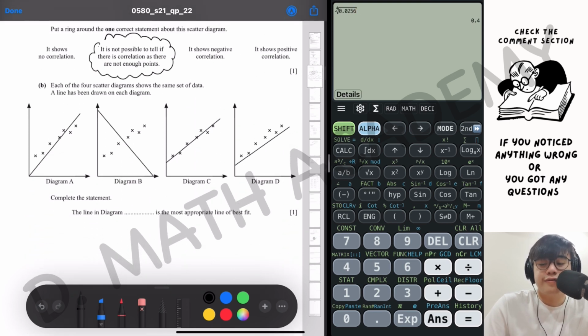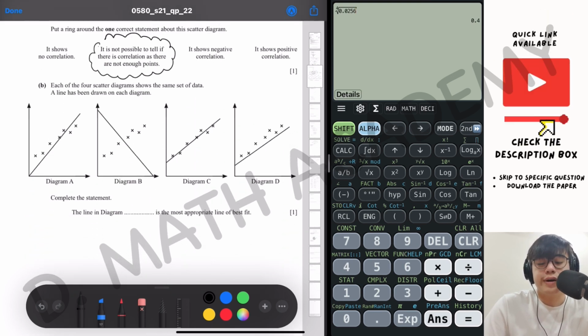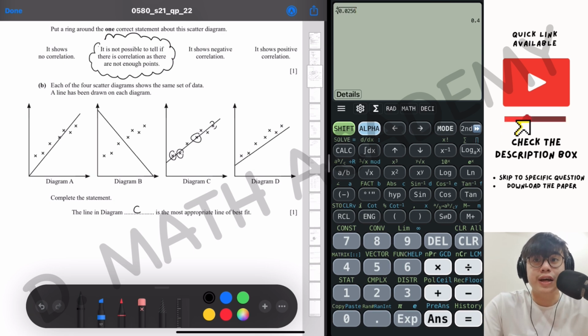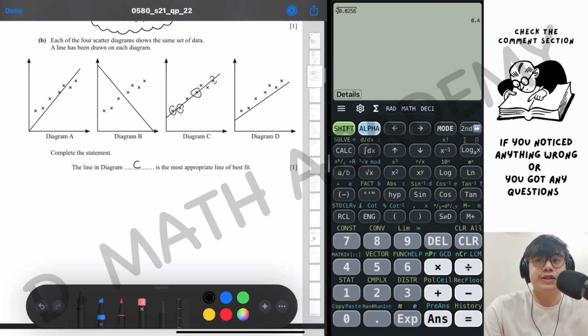Moving on to 5B, the most appropriate line of best fit will actually be C, because you can see that it touches, or is very close to, these 2 points here. Okay, and it lands on top of one of them, and the rest of the points are right next to the line. So these are the key indicators to show whether it qualifies as a line of best fit or not. So the answer that we'll put in for this will be diagram C.